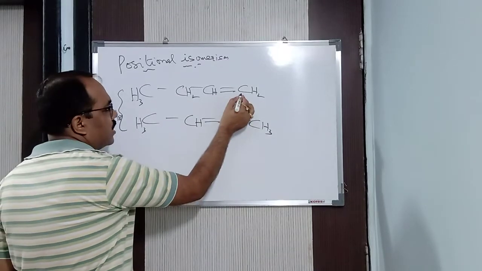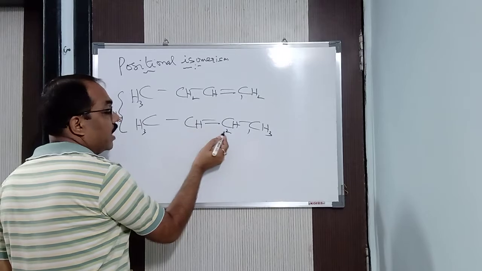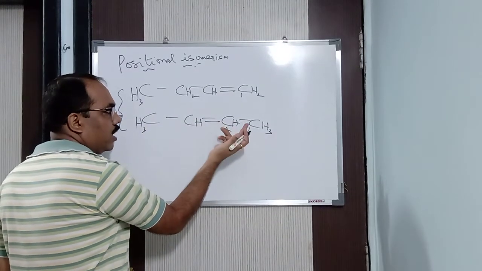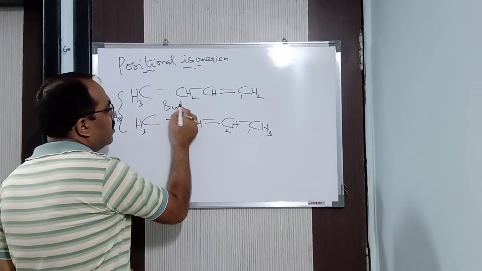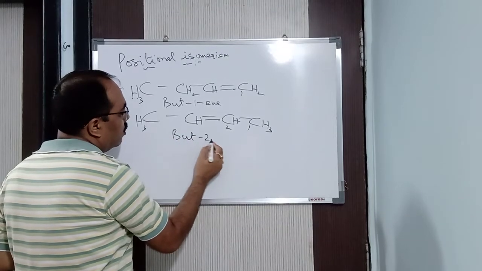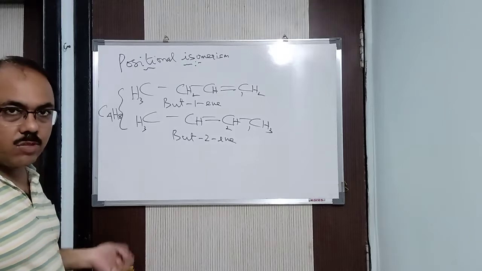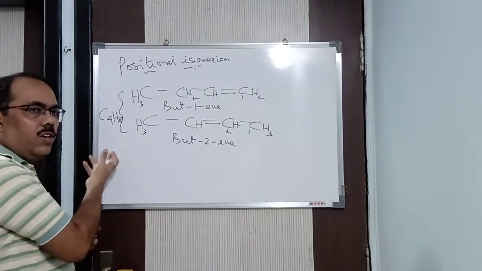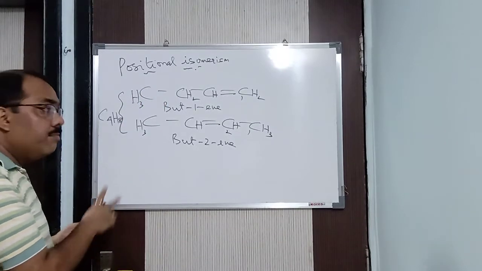The first one has it in the first carbon atom. And in the second one, in the second carbon atom. You will say, sir, I will count from here. Okay, 1, 2, same thing. The double bond is in the second carbon atom, and here it is in the first carbon atom. So what is the IUPAC name? This will be but-1-ene, and this will be but-2-ene. So but-1-ene and but-2-ene are what isomers? Positional isomers, because the position of the double bond is different. Otherwise, they have the same molecular formula. You can see the structural formula is different. How is it different? On the basis of its position.